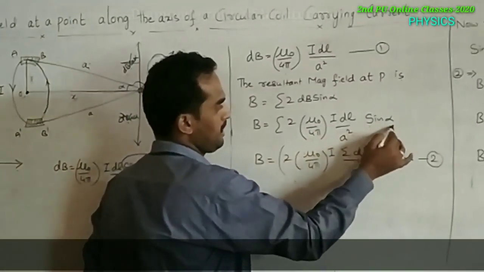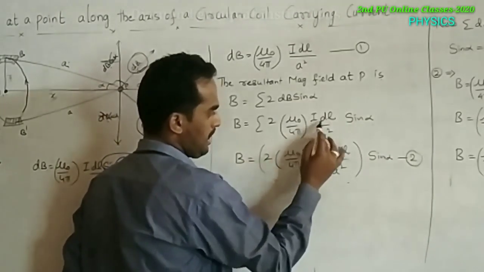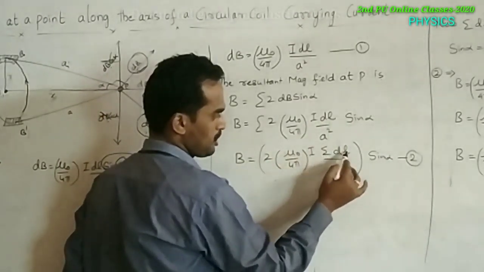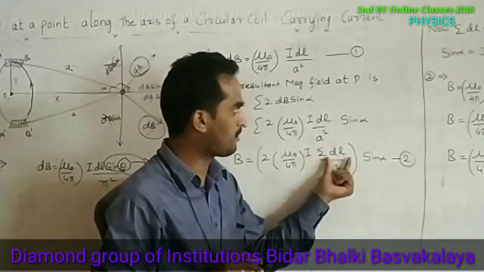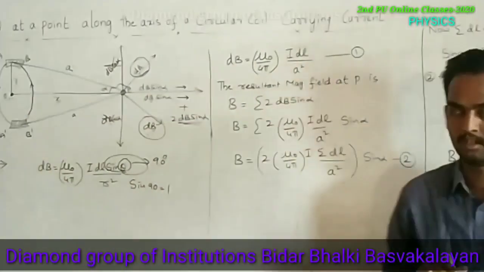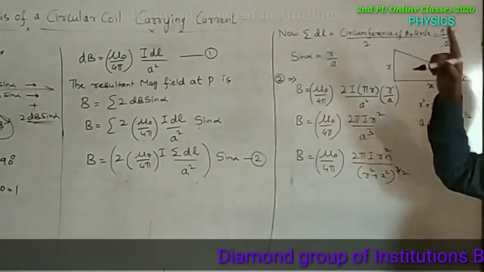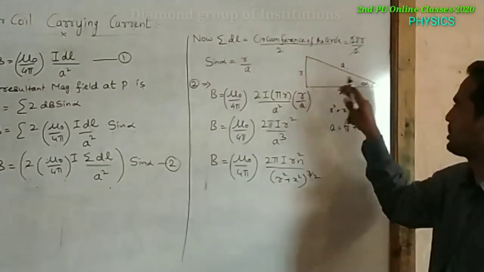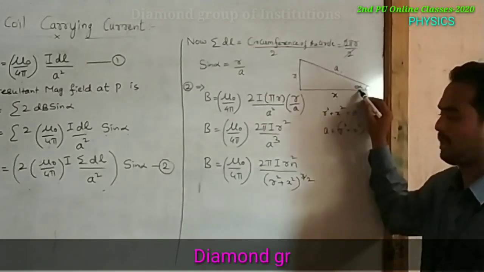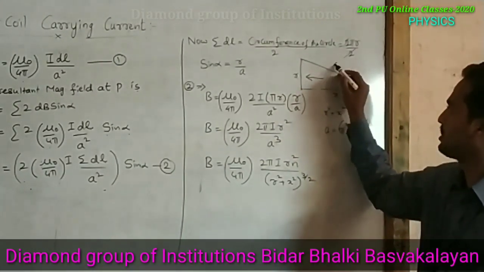Then into sin alpha. So 2 as it is, mu naught by 4 pi, I as it is, summation of dl by a square into sin alpha. The summation of dl is the circumference of the circle by 2. What is the circumference formula? 2 pi r by 2. And sin alpha, from this triangle, alpha is the angle, the opposite side is r, and this is the hypotenuse.